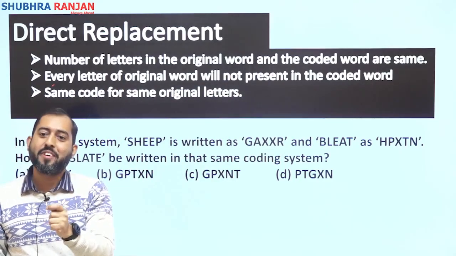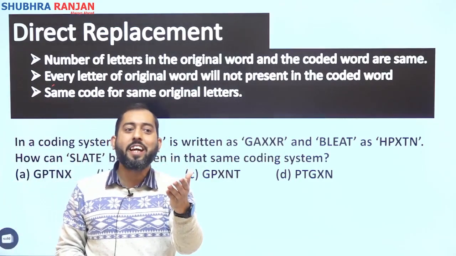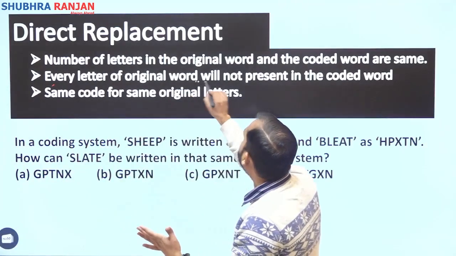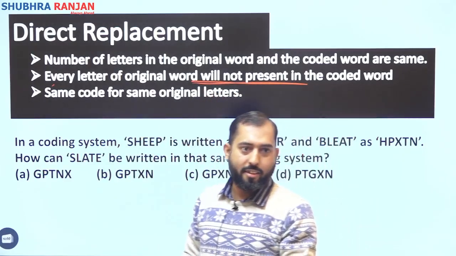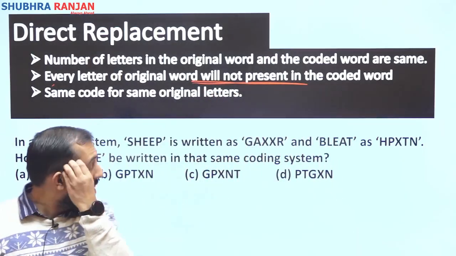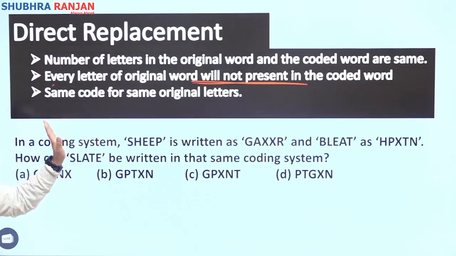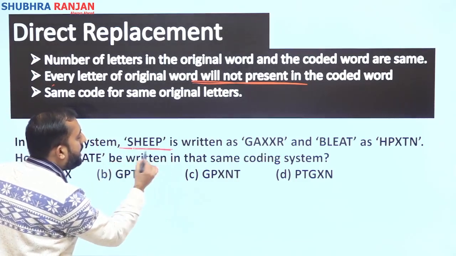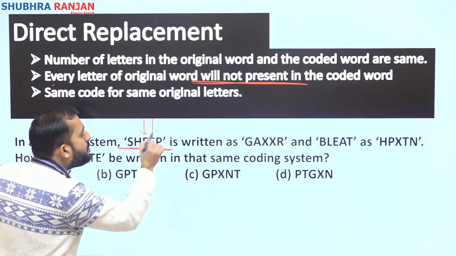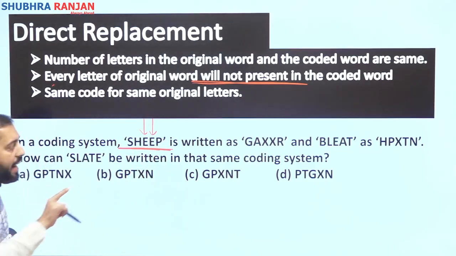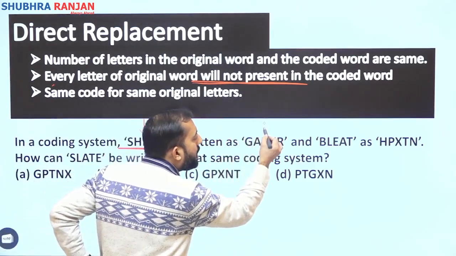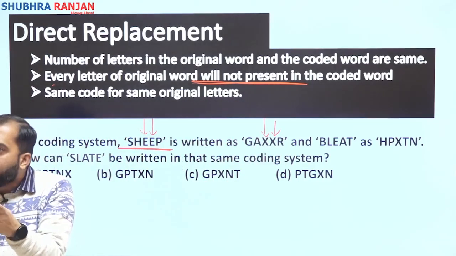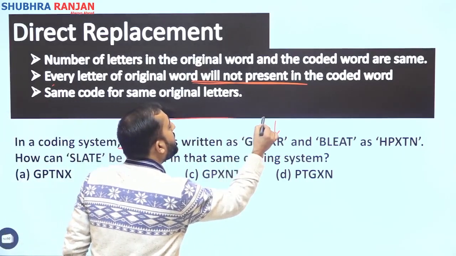So, this is the difference. In the previous case, every letter of the original word was present in the coded word, but over here, that won't be the case. Got it? Now, if you pay attention to these letters, I can see in sheep, the letter E comes twice. In its code, I can see the letter X present twice. It means E has been replaced with X.